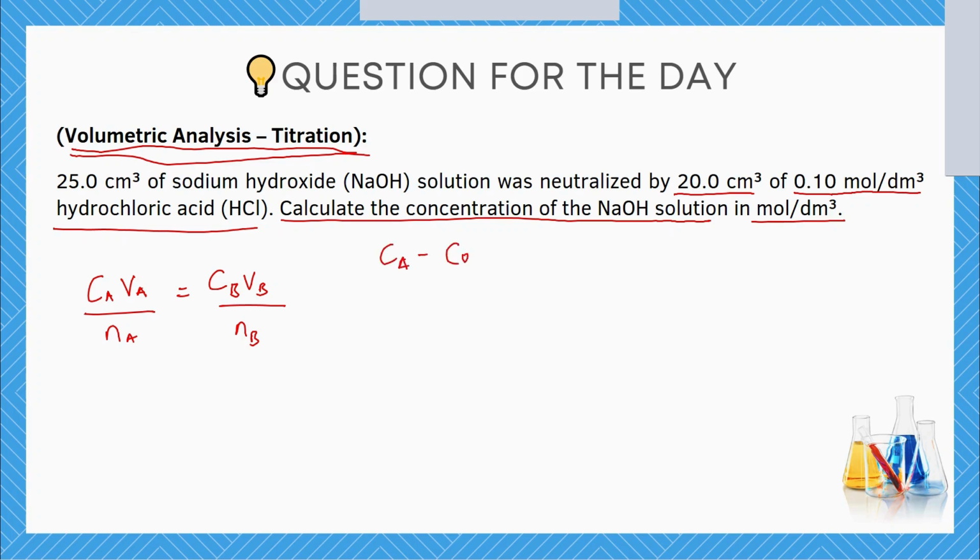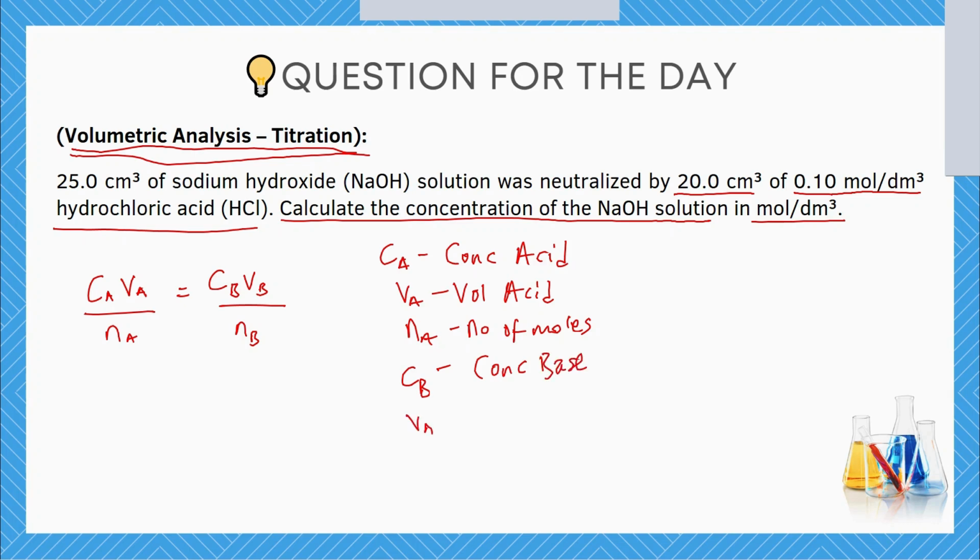Ca stands for the concentration of the acid. Va stands for the volume of the acid used. Na stands for the number of moles of the acid. Cb, on the other hand, stands for the concentration of the base. Vb stands for the volume of the base. And Nb lastly stands for the number of moles of base that was used.